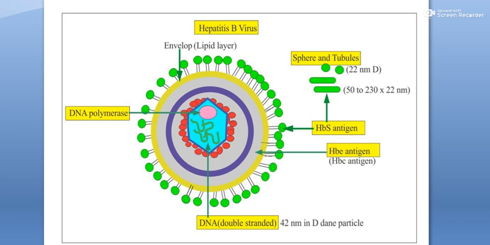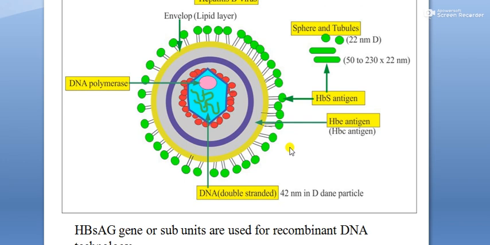Let's have a look at how the hepatitis B virus looks. It looks like this. It consists of double-stranded DNA, nucleoproteins and DNA polymerase in the core, and there is an envelope of lipid layers with HBs antigens or spike antigens and HBe antigens, which are in the envelope. Basically HBsAg, that is the antigen gene or subunits, is used for recombinant DNA technology.